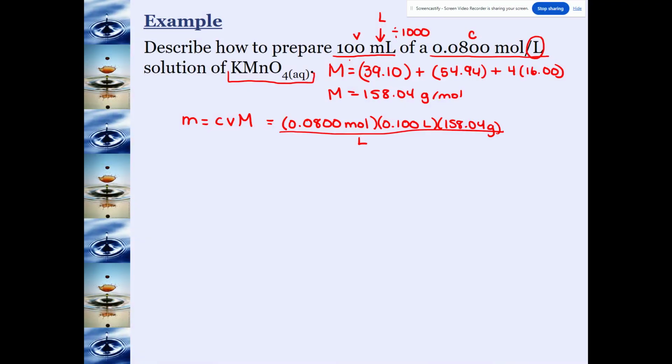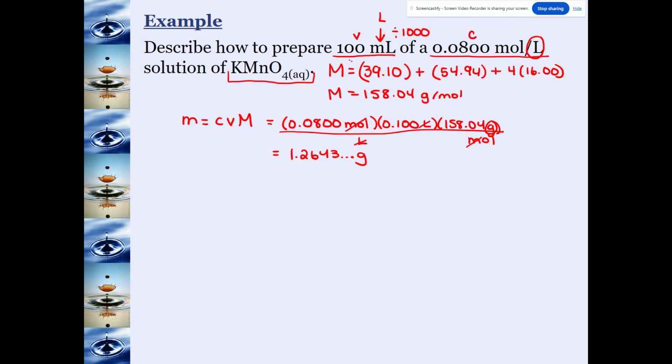Okay, when you have grams per mole and moles per liter, that means that those units are on the bottom. So my liters can cancel because they're on the top and the bottom. My moles can cancel because they're on the top and the bottom. And I'm left with grams on the top. Whatever you're solving for, you should always be left with it on the top. So if I multiply this by 0.1, the molar mass, and the concentration 0.08, I get an answer of 1.2643, and so on, grams.